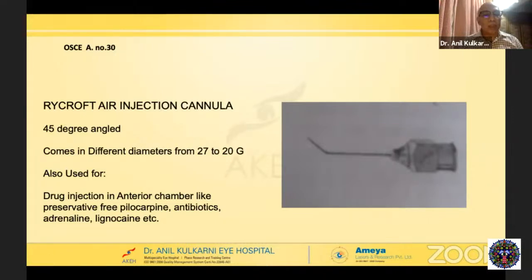Whenever you want to use preservative-free pilocarpine, we used to use it for ICL surgeries. Nowadays we stopped doing it. For antibiotics, more commonly many people use moxifloxacin after the surgery. Adrenaline, which also should be used very cautiously, is sometimes used for dilating the pupils, and lignocaine, that is just to anesthetize the iris surface when you are doing a topical anesthesia.